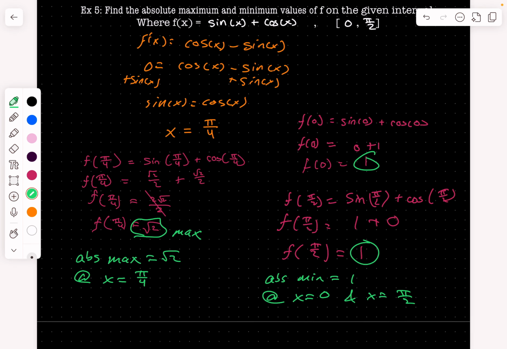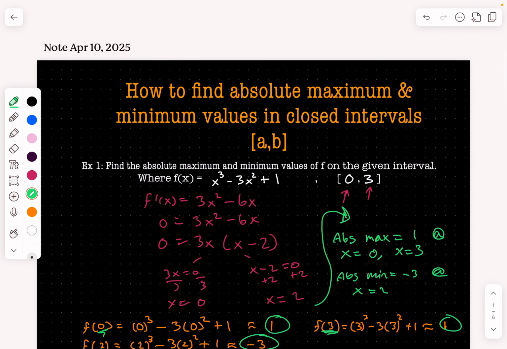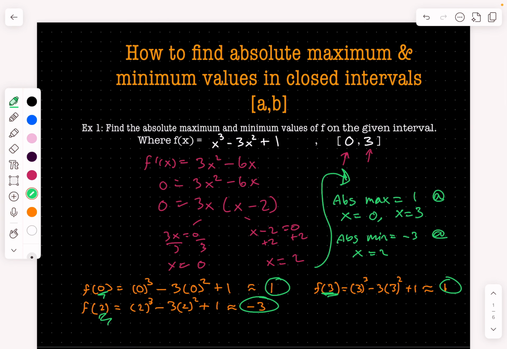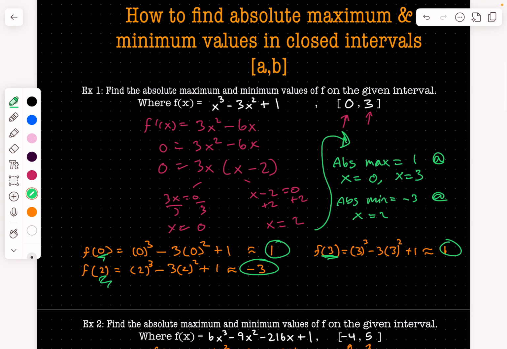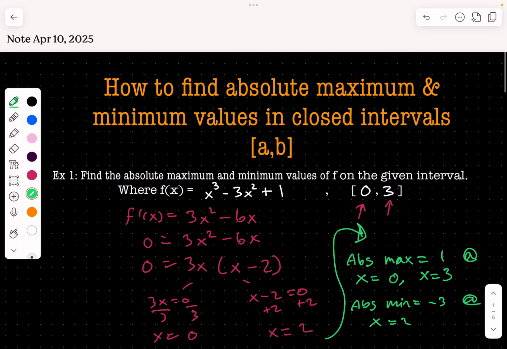So that is all for this video. In the next video, I'm going to be showing how to find local mins and maxes in an open interval. So if that's interesting to you, stay tuned for that next video.